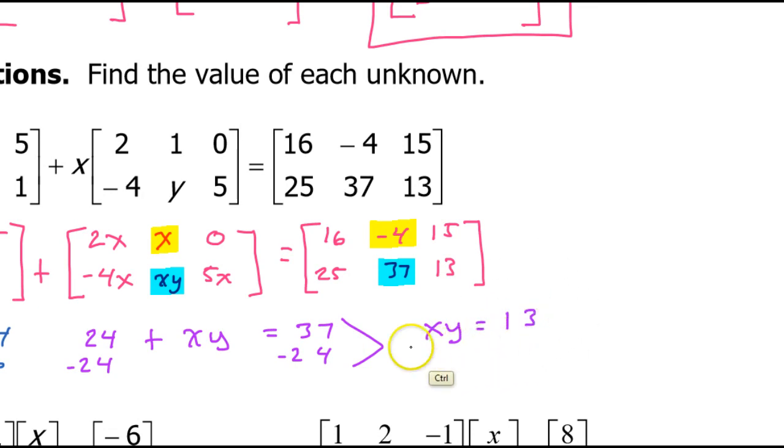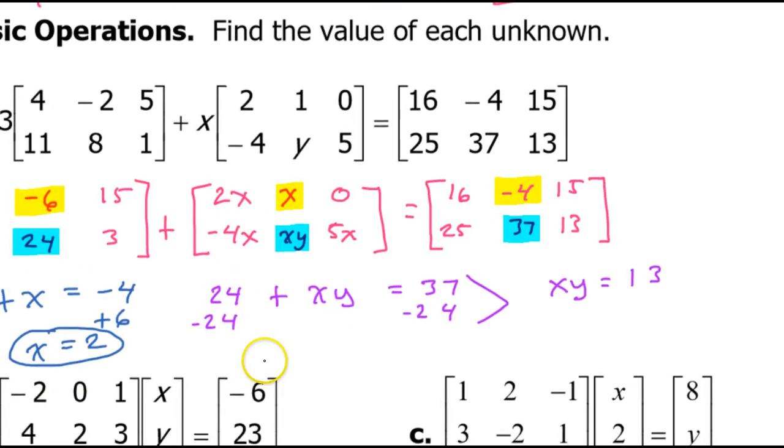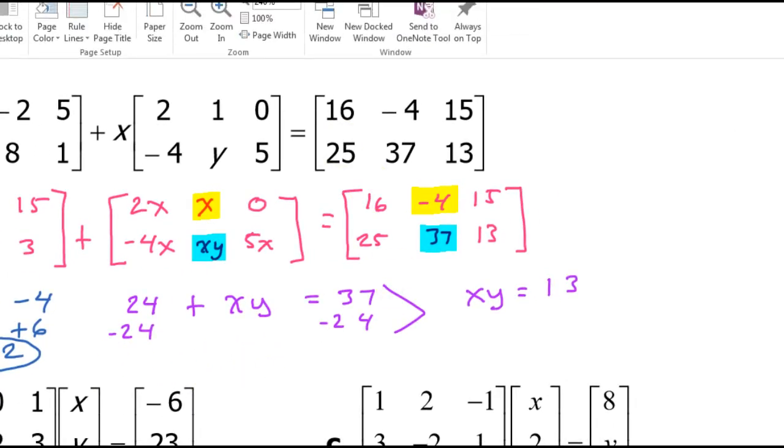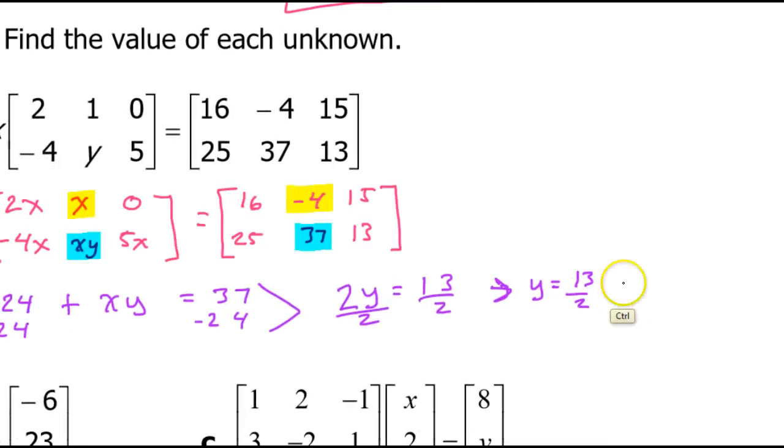So that means if I want to find y, I need to divide both sides by x. But in fact, remember, x is 2. So I can replace x with 2. So this becomes 2 times y is equal to 13. So dividing both sides by 2, that tells me that y is equal to 13 over 2, or 6.5.